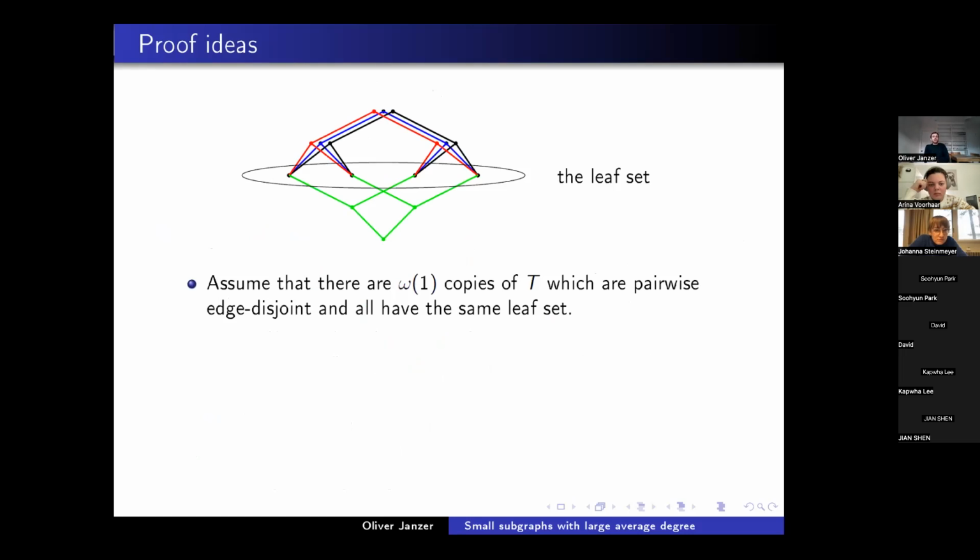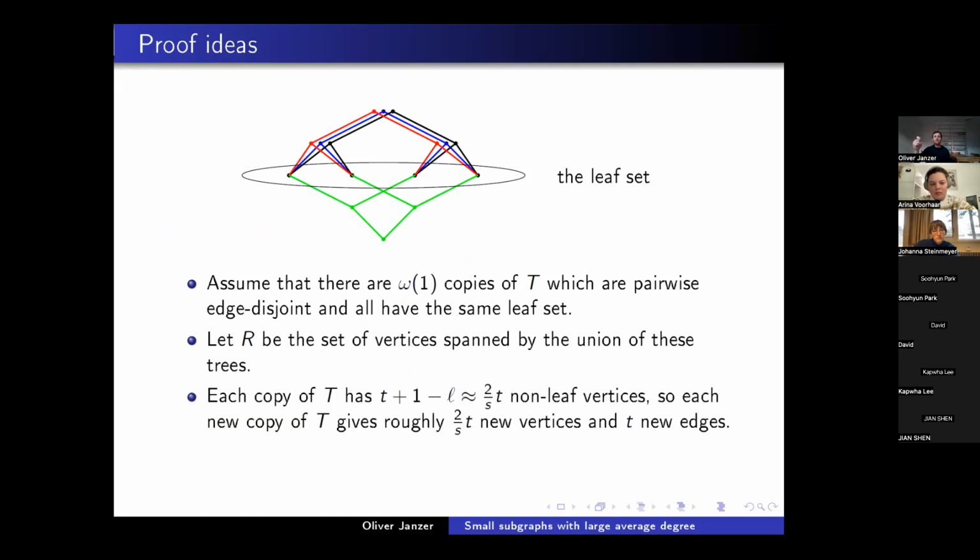And now I just want to summarize what I basically already said. Assume we have a very large constant number of copies which are edge disjoint. So for now, we make this assumption that they are edge disjoint. Copies of the tree sharing the same set of leaves. And we take R to be the union of these trees. Every new copy of the tree adds as many vertices to this picture as non-leaf vertices the tree has, which is 2 over s times t. Every new copy of t adds 2 over s times t non-leaf new vertices. And every new copy of t gives t new edges, because every edge is new.